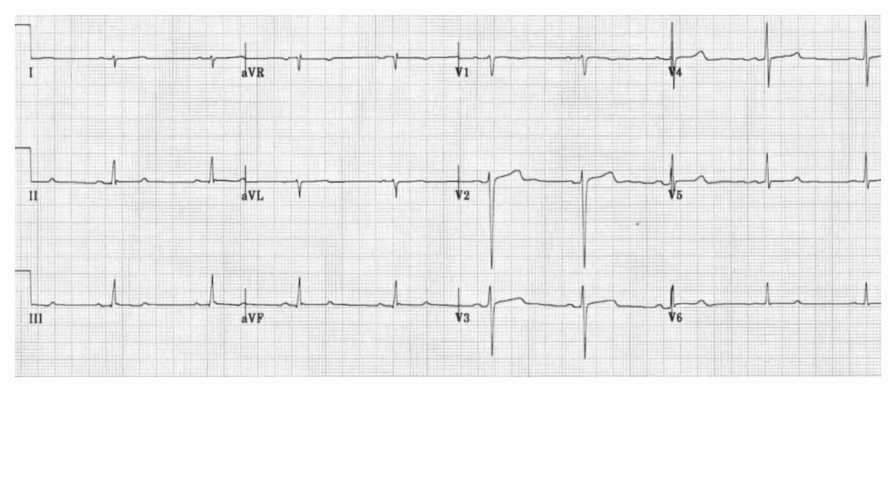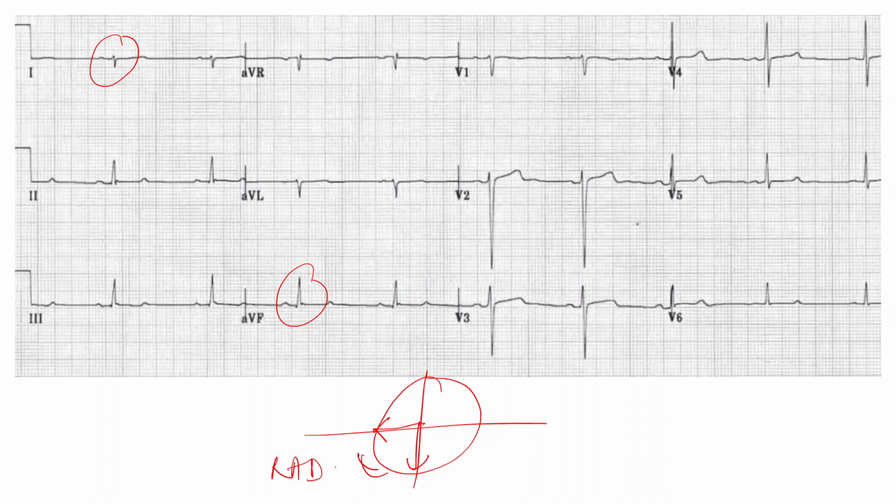Here we'll get a right axis deviation, because lead 1 is negative and aVF is positive. So in this quadrant, that is right axis deviation. What you need to understand is that left anterior fascicular block will produce left axis deviation, and left posterior fascicular block will produce right axis deviation.